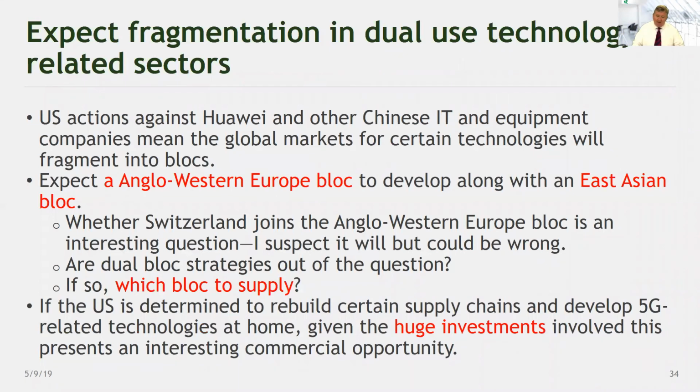There is an upside here, strangely, which is that if the US is determined to rebuild supply chains and develop 5G-related technologies at home, they realize this is going to cost a huge amount of money and require a lot of investment. And behind each of those investments must be some serious business opportunities. So thinking about how the Americans can get back on top and how a firm can contribute to that particular process might be a business opportunity too.